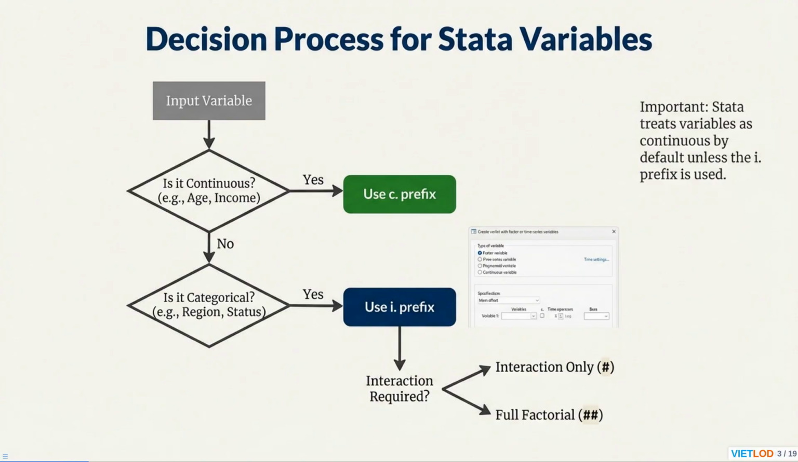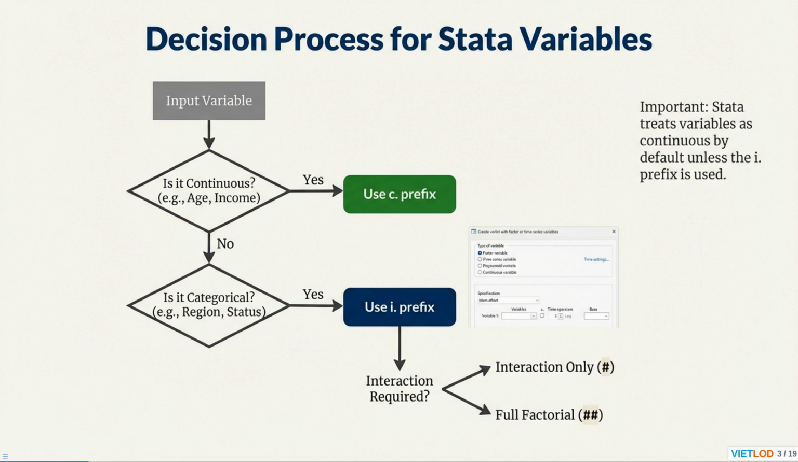When working in Stata, the software treats all variables as continuous by default. This makes our initial decision process vital for correct model specification. If your input variable is continuous, like age or income, use the c. prefix. If it represents discrete categories, such as region or status, you must use the i. prefix.